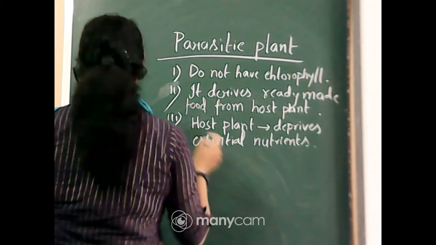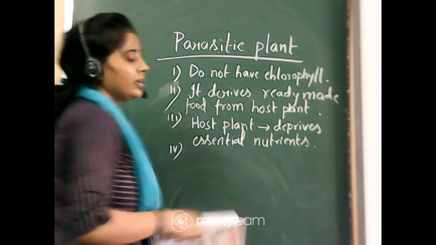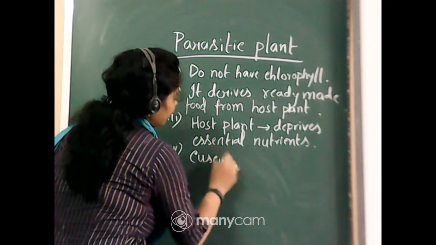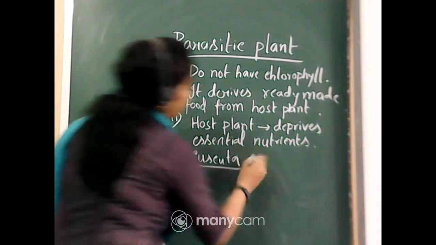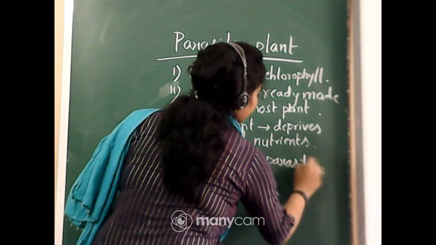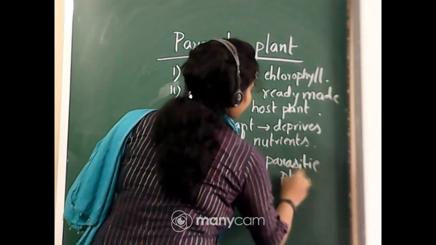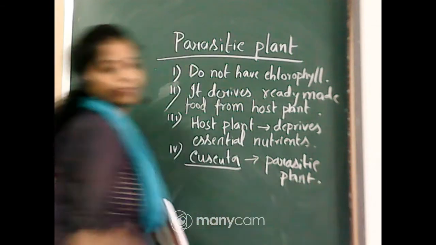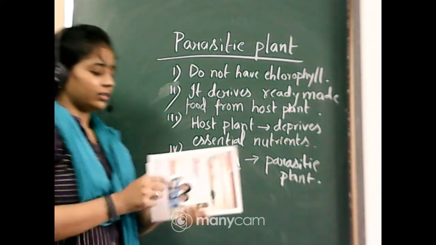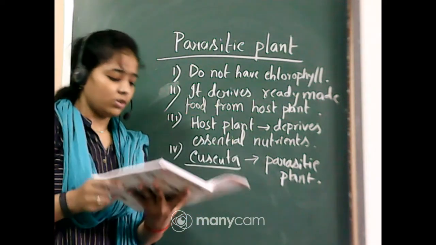Next, Cuscuta is an example of a parasitic plant, we can say. Any problem, sir? Okay.